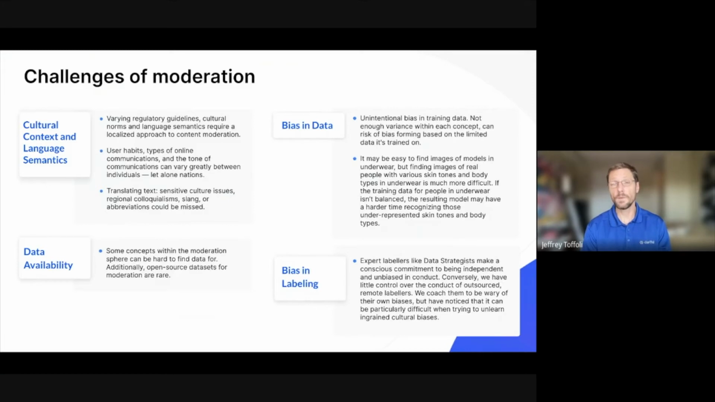Additionally, there can be issues of bias in data. A lot of times this is just unintentional bias in data because there's not enough variance within each concept, which is to say, as you're feeding in examples to the computer for it to learn from, for it to look for patterns in, you might just not be giving it enough variety of the type of images you need to look for. One real world example that we've run up against is that it is easy to find images of models in underwear, but finding images of real people in underwear with varying skin tones and body types and varying types of underwear can be very difficult. It's very difficult to source that kind of data, and this can result in models having a harder time recognizing these underrepresented skin tones and body types.